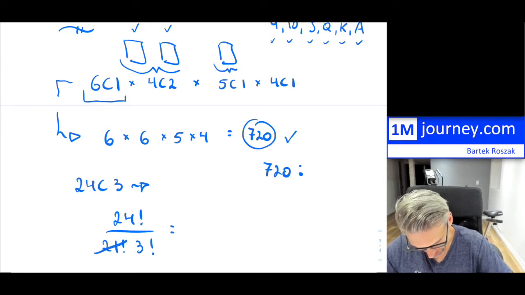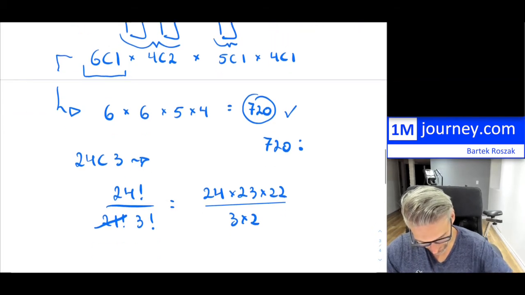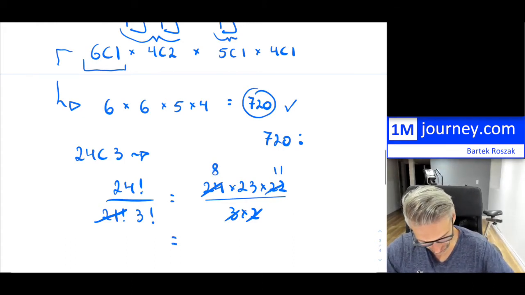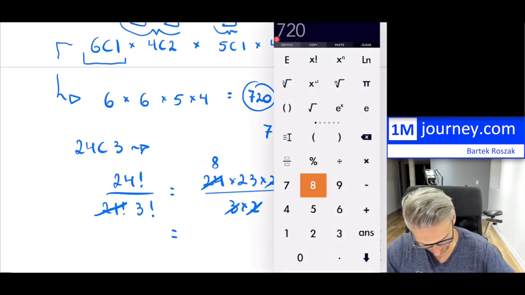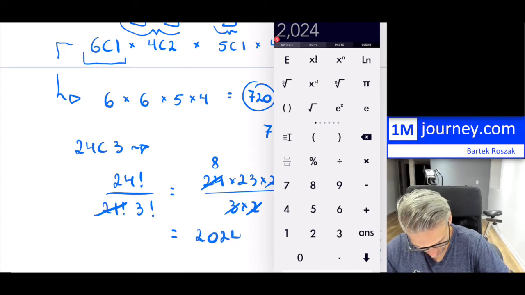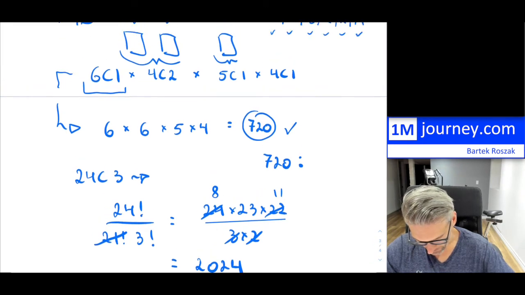So, well, that's going to be gone. So 24 times 23 times 22 all over 3 factorial, which is just 3 times 2 times 1. All right, let's simplify this. It's 11, 3 goes into that, 8. And then my answer, that's going to be the total number. So 8 times 23 times 11. So that is the total number of those.